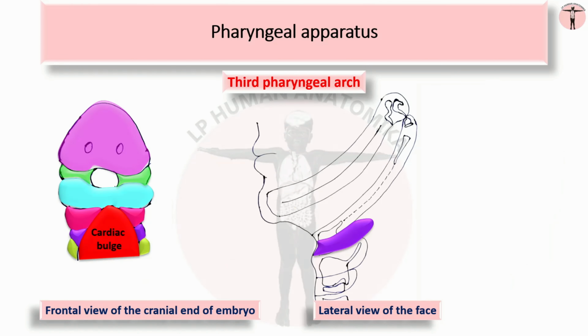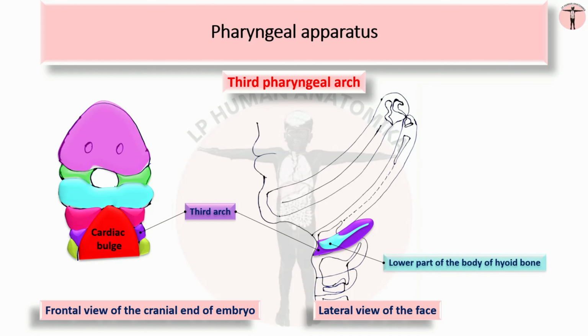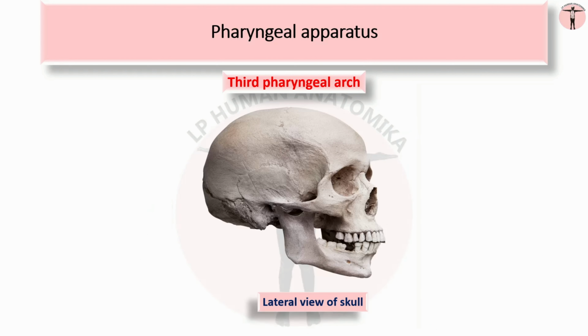In the third pharyngeal arch, the cartilage component produces the lower part of the body of hyoid bone and greater cornu of the hyoid bone. The muscular component gives rise to one pair of muscles, the stylopharyngeus muscles. These muscles are innervated by the glossopharyngeal nerve, which is the nerve of the third arch.